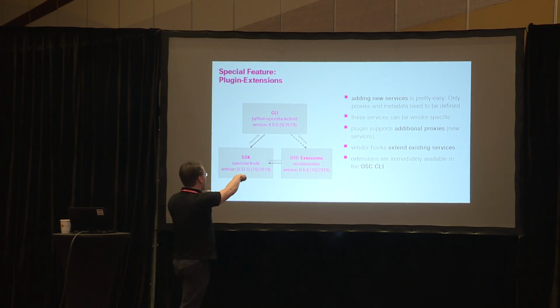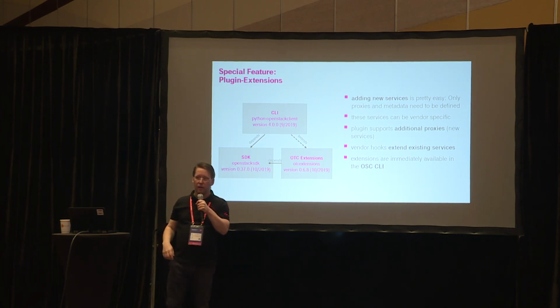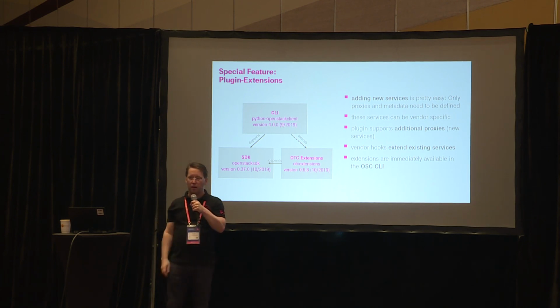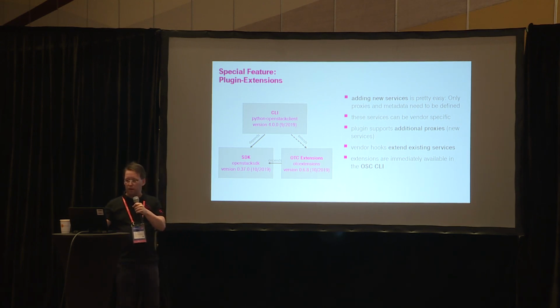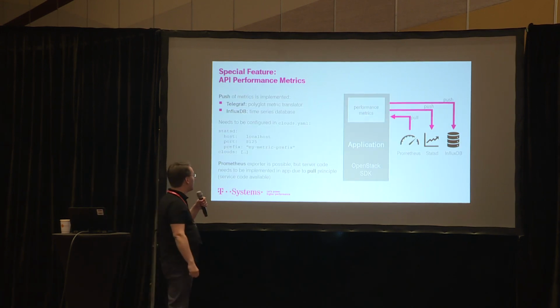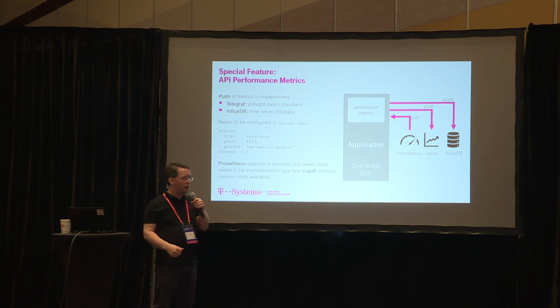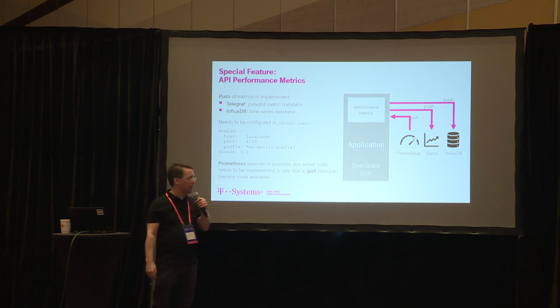I already mentioned it, you can extend the functionality of the SDK if your personal cloud has some extra functionality that is beyond the standard OpenStack scope. That's what the OTC extension is for. And as the last feature I'd like to mention are the API performance metrics interfaces, which can be very useful if you want to measure the performance of your cloud and the connection to it, especially.